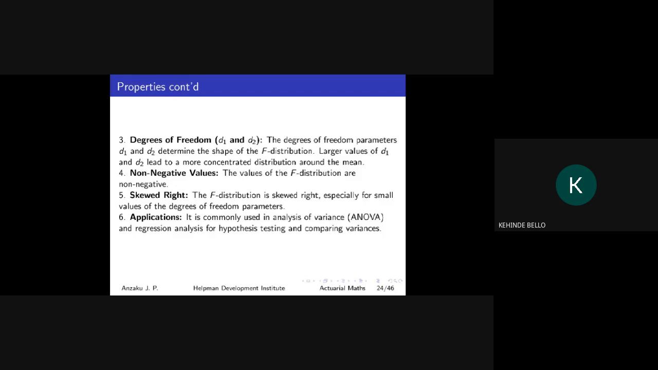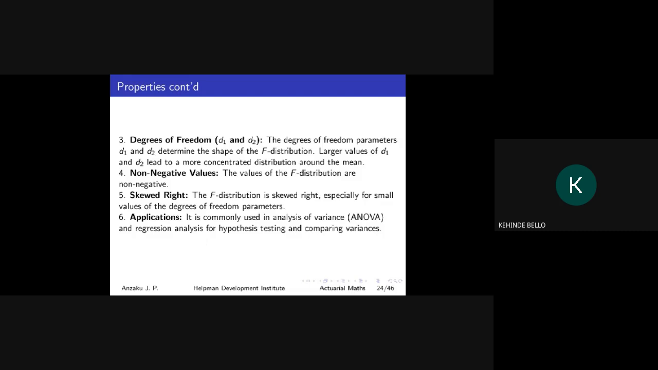Analysis of variance: if we want to check whether there is some degree of variability between some events, we can use the ANOVA and check whether there are some degrees of variability. And also the regression analysis, if we want to measure the association of a particular variable with another.